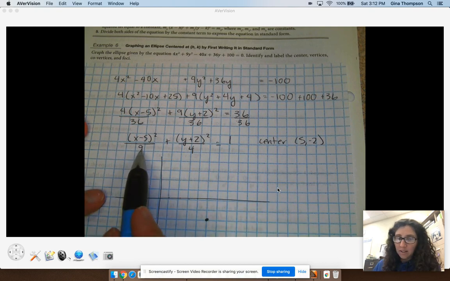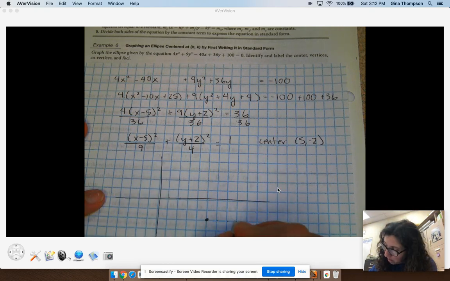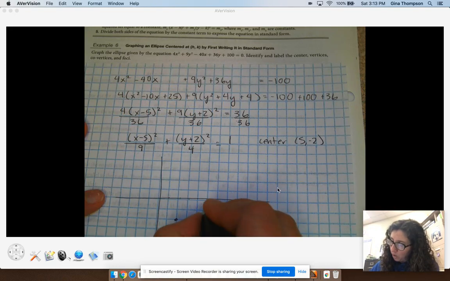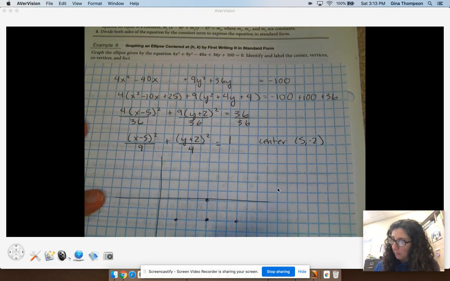Our major axis is 9, so we're going to go 3 units along the x-axis. 1, 2, 3, 1, 2, 3. Our minor axis is y. We're going to go 2 units up and 2 units down.